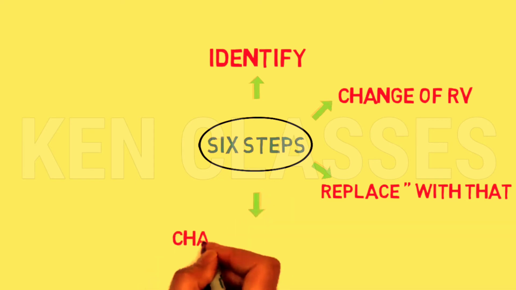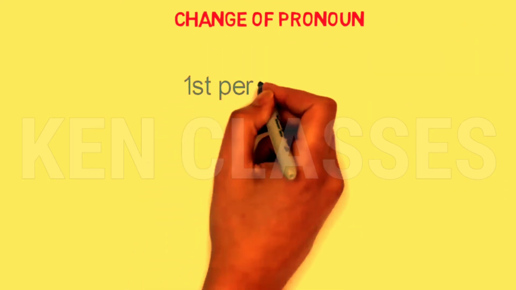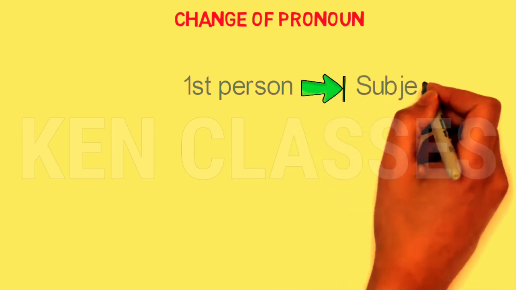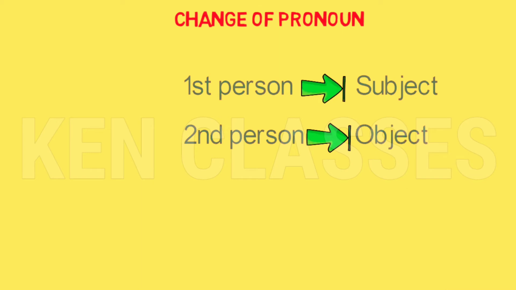The fourth step is the change of pronoun. Pronouns that we identified in the first step in the reported speech will be changed as below. First person will be decided as per subject. Second person will be decided as per object.